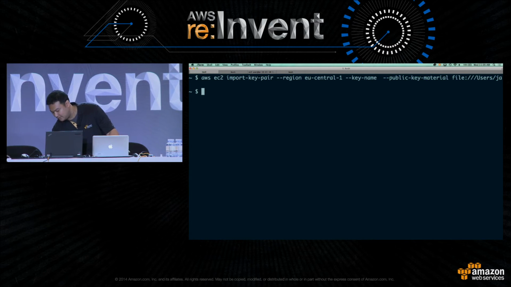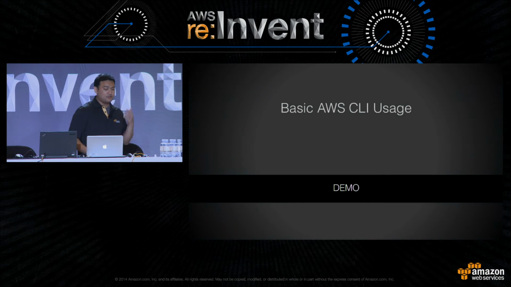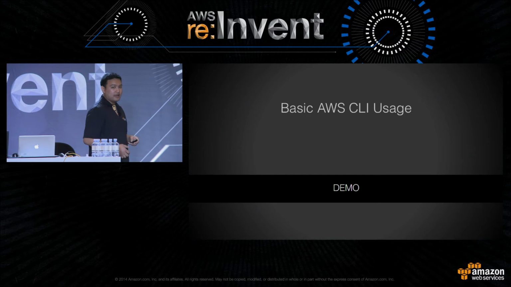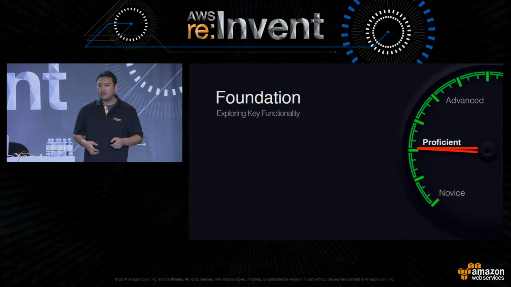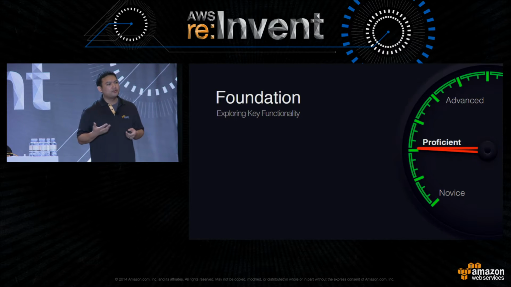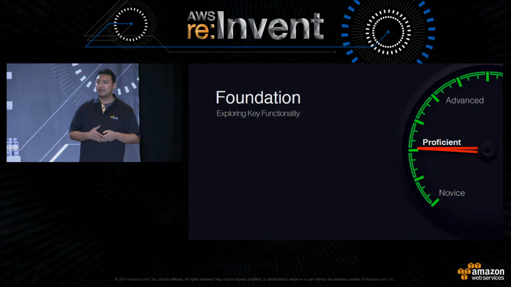So that was a quick introduction to the AWS CLI. I know that was quick, and there's more information in our user guide. But I want to now go over some of the more foundational or core scenarios you would run into when you use the AWS CLI.